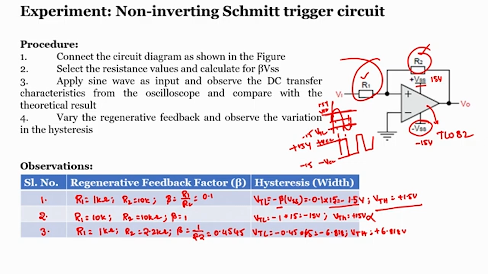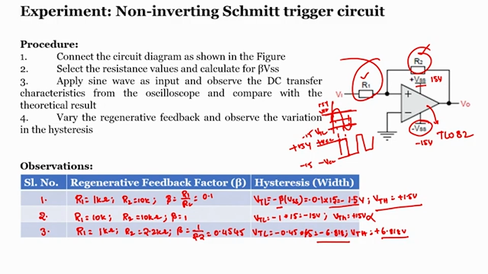The other case is, I will take R1 as 1 kilo and R2 as 2.2 kilo, and in that case the threshold values are minus 6.818 and 6.818. Rather than taking the second case, we will go to the third case directly. Now, we will replace the R2 resistor with 2.2 kilo ohms. Previously it was 10 kilo, we will replace it with 2.2 kilo.